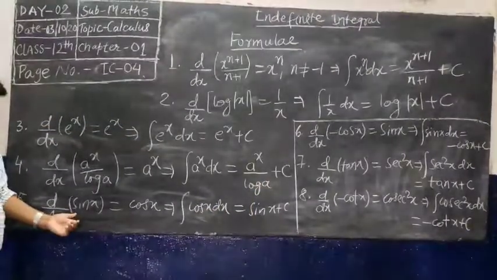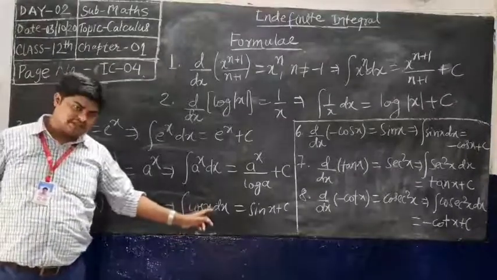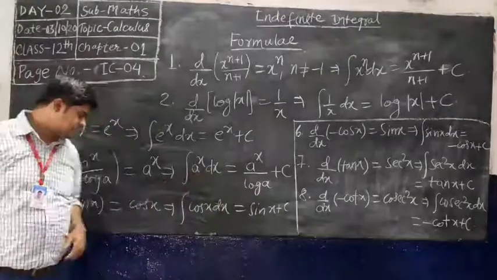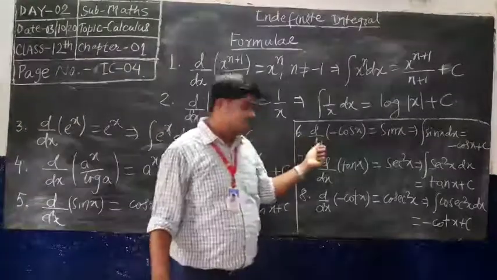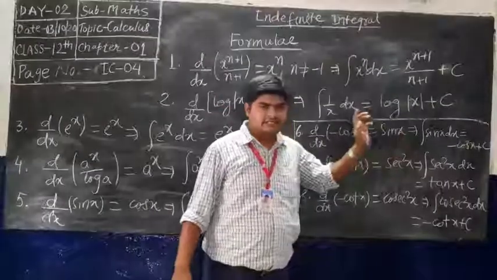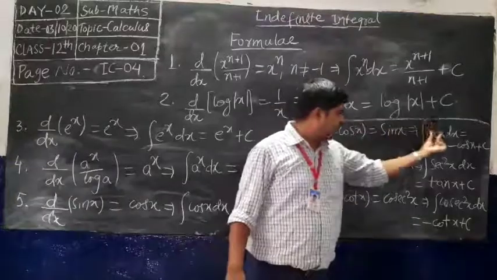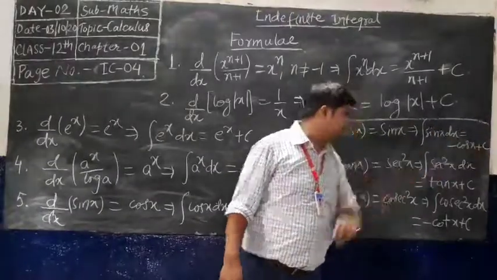The derivative of sin x is equal to cos x. So we can say that the integration of cos x dx is equal to sin x plus c. Formula number 6. The derivative of minus cos x is equal to sin x. That means the integration of sin x is equal to minus cos x plus constant.